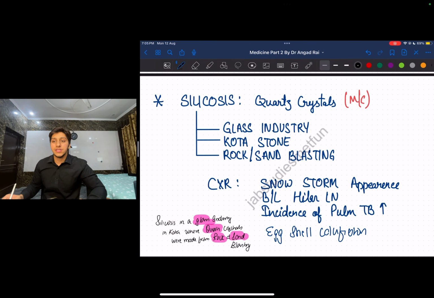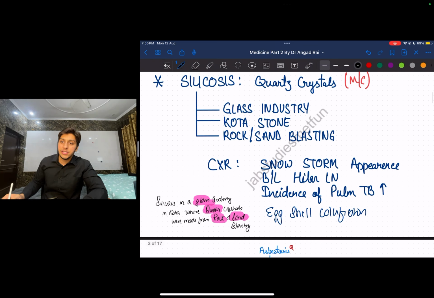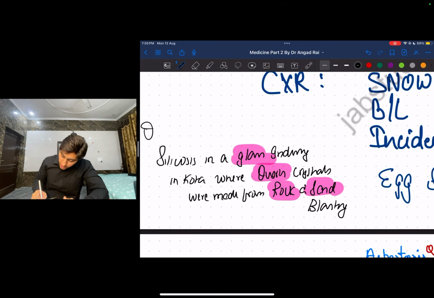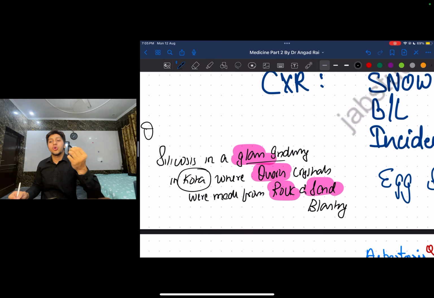Okay. Talking about the most common type of pneumoconiosis, guys, it is going to be silicosis. Now in silicosis, you need to remember what are the industries or what are the stones in which you will see it. This is a question related to silicosis. It is quartz crystals, glass industry, Kota stone, rock and sandblasting industry. How do I remember this? Silicosis in a glass industry, in Kota, where they produce quartz crystals, and quartz crystals are nothing but rock and sand.